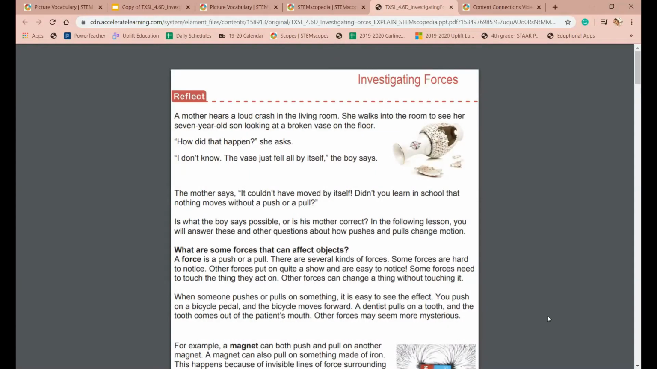So the main piece of literature for today's lesson is going to be this Investigating Forces STEMscopedia article. This is going to be where the meat of our lesson is today. If you would like to save a copy for yourself and read this on your own time, maybe after the lesson, I've included the link. Hopefully it's in the description box below for you to open up on your own, or you can always just pause the video, read on your own, and then resume as you are ready.